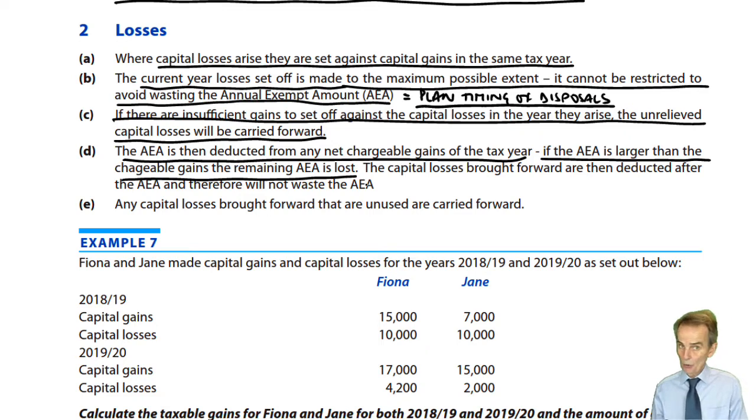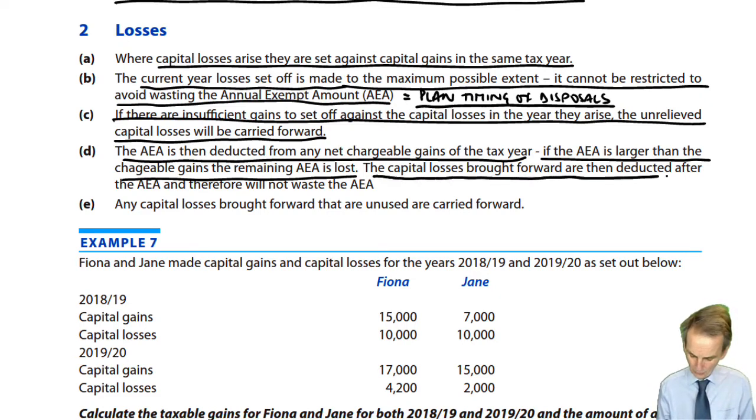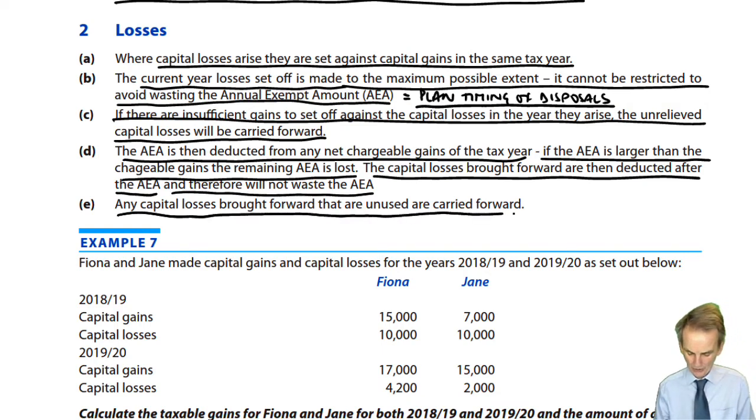Use it or lose it. It makes sense, therefore, to try to use it wherever possible to avoid gains that would otherwise have been taxable, if not this year, then in another year. The capital losses that are brought forward are then deducted after the AEA, and therefore will not waste the AEA. Any capital losses brought forward that are unused continue to be carried forward. We don't ever waste losses brought forward.